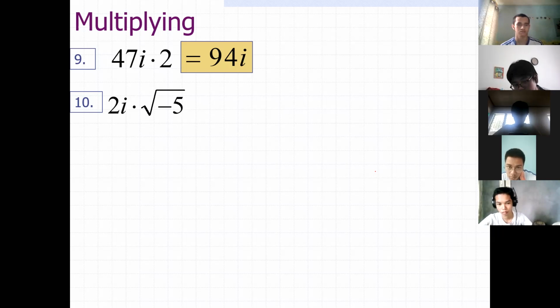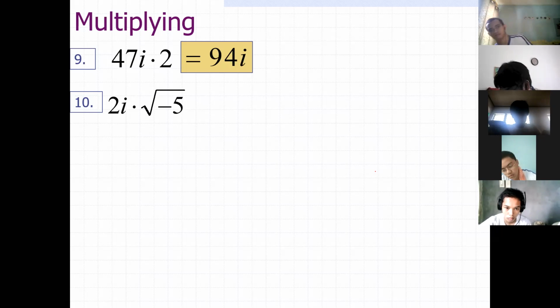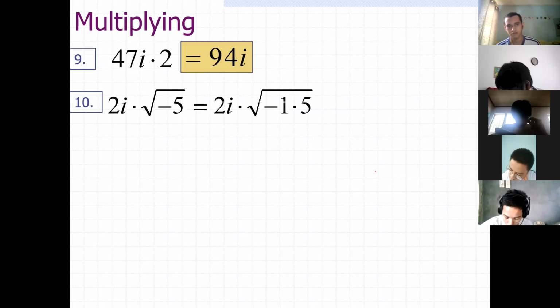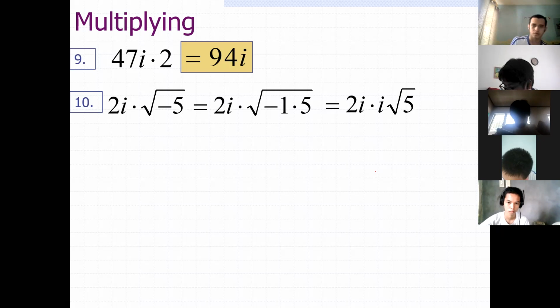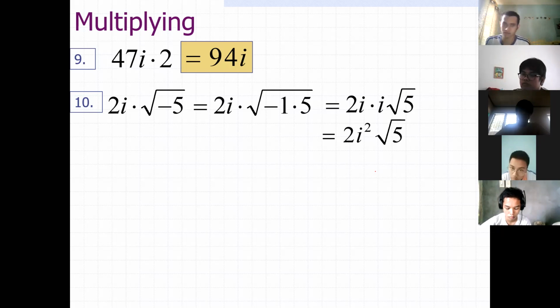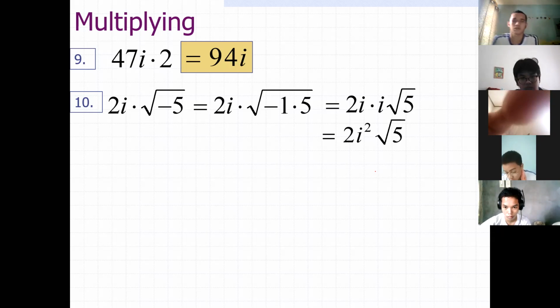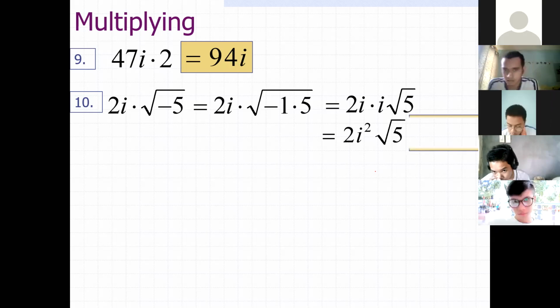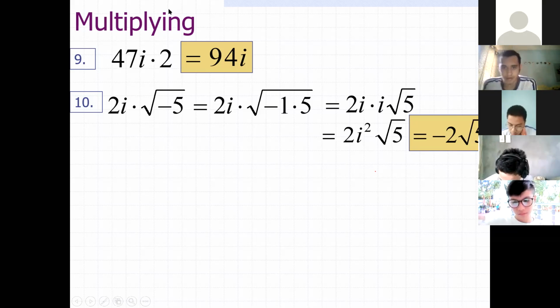2i square root of negative 5. Let's first simplify negative 5 as it is right now. We simplify it by factoring negative 5 as negative 1 times 5. So the square root of negative 5 is i square root of 5. 2 times 2i times i, following the rules in multiplication of polynomials, will become 2i squared. And right now, i squared can still be simplified. In the powers of i, i squared is negative 1. So therefore, the answer is negative 2 square root of 5.